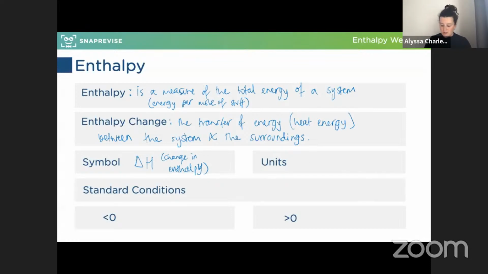Kilojoules per mole, lovely, are our units. So lowercase k, capital J per mole, or you can write it as lowercase k, capital J, mole to the -1, still per mole. Either is fine.